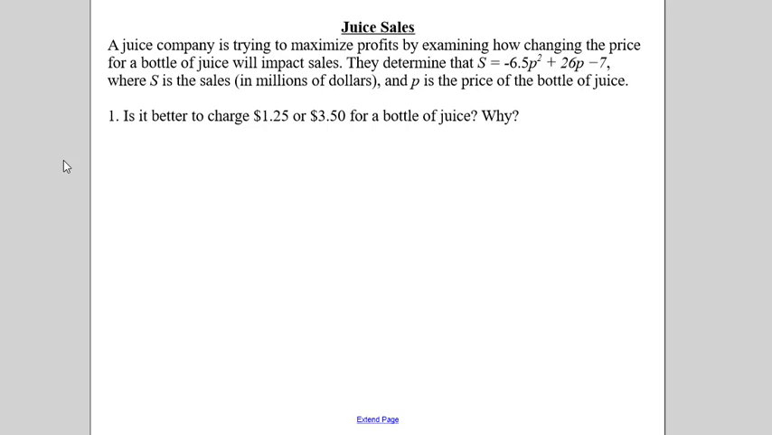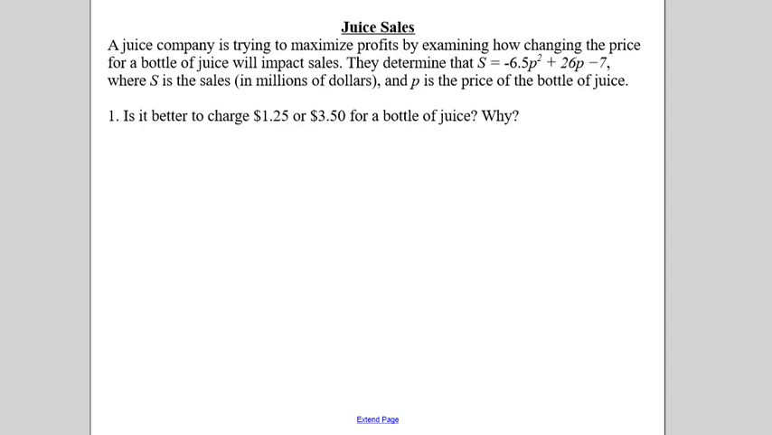Right, so a juice company is trying to maximize their profits, and they're using this formula of S equals negative 6.5 P squared plus 26P minus 7, where S is their sales in millions of dollars and P is the price of the juice bottle. And they're trying to figure out which is a better price to charge, $1.25 or $3.50.